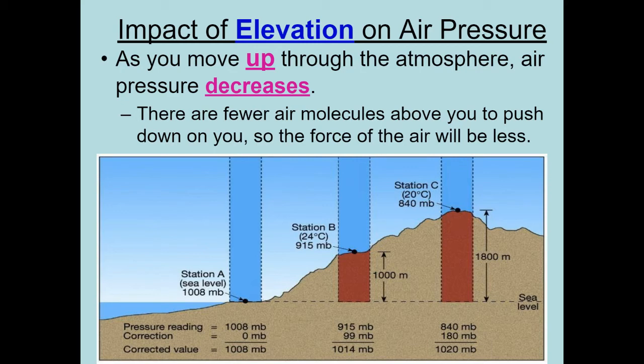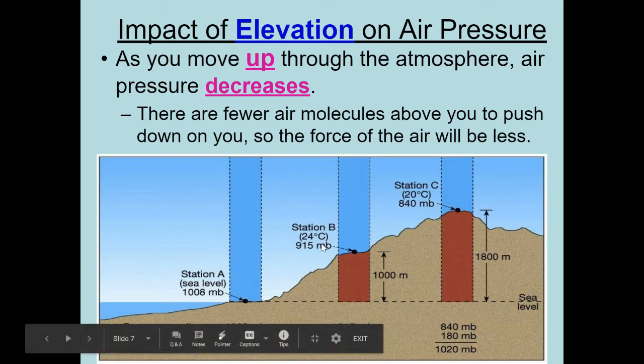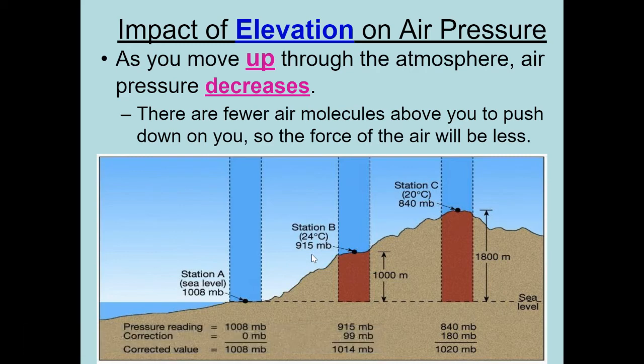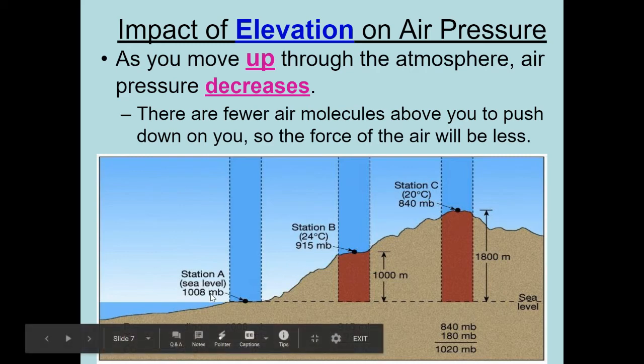There are fewer air molecules above you to push down on you, so the force of the air is going to be less. This picture does kind of a good job depicting this. The MB is a unit of the amount of pressure, the millibars, the amount of pressure that's being pushed down on you. So at sea level, and this is honestly where Wilmington is, in this given picture, the air pressure is at 1,008 millibars.